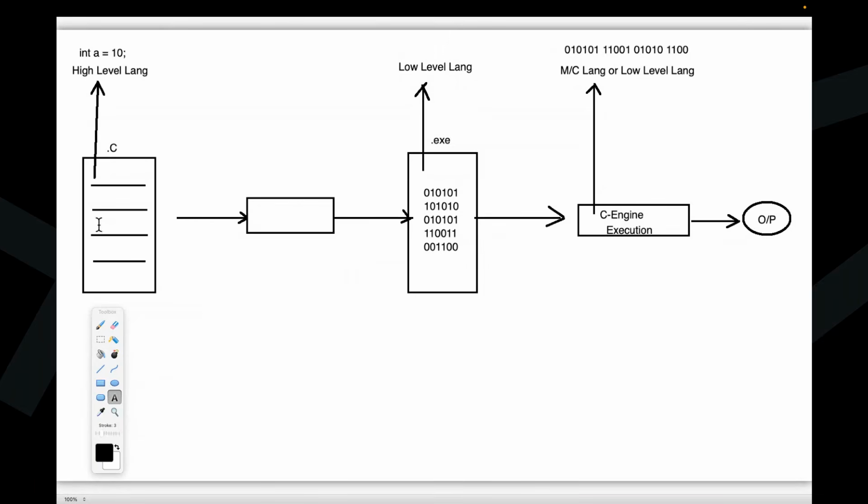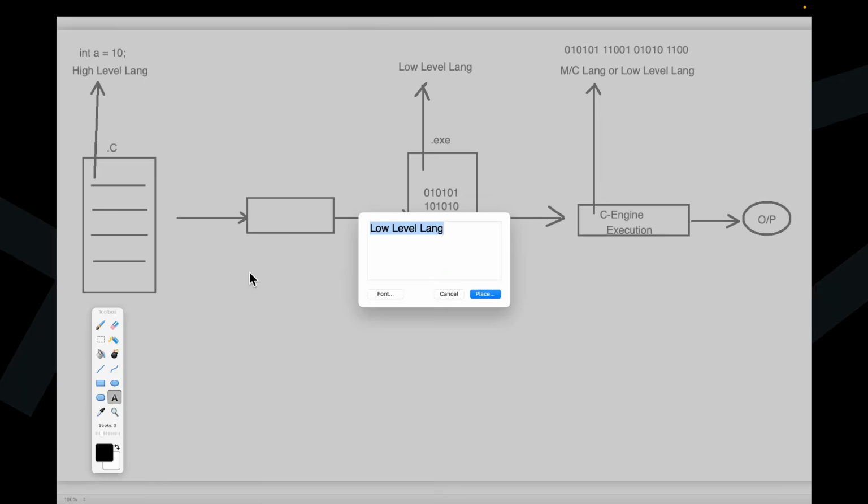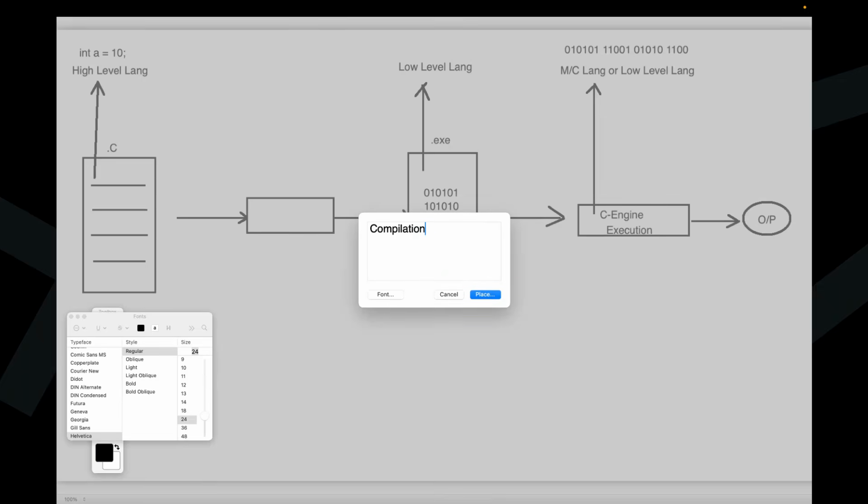So first of all, here we provide a high level language to the translator or conversion mechanism. This conversion mechanism will convert the code from high level representation to low level representation. If you provide that low level representation to the C engine, it will execute it and provide the output. Now, in this scenario, the translation mechanism which we have taken to translate the program from high level to low level is called compilation.